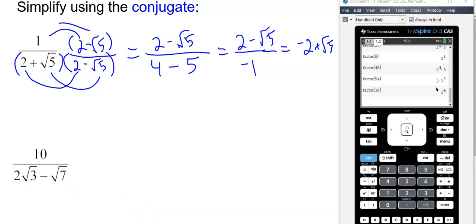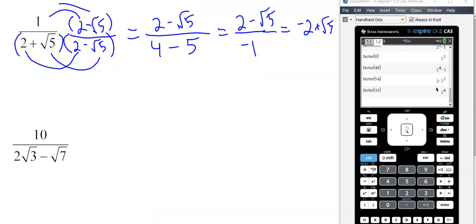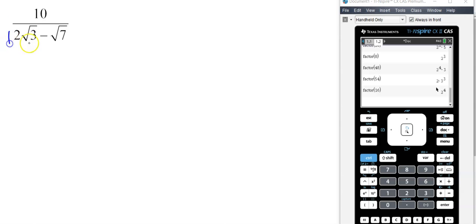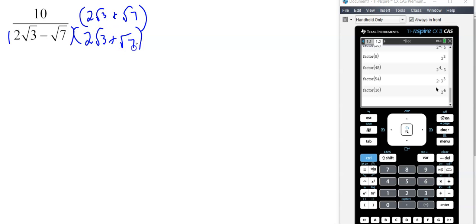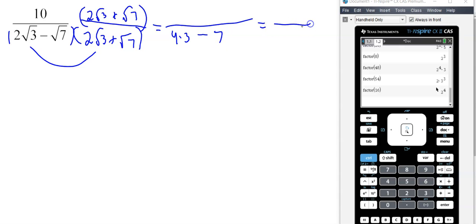Okay, last one, kind of a tougher one. So the conjugate of that would be 2 root 3 plus square root of 7. When you FOIL that in the denominator, all you have to do is first and last. So 2 root 3 times 2 root 3 is 4 times 3. And then minus square root of 7 times square root of 7, which is 7. So we have 12 minus 7, which is 5.